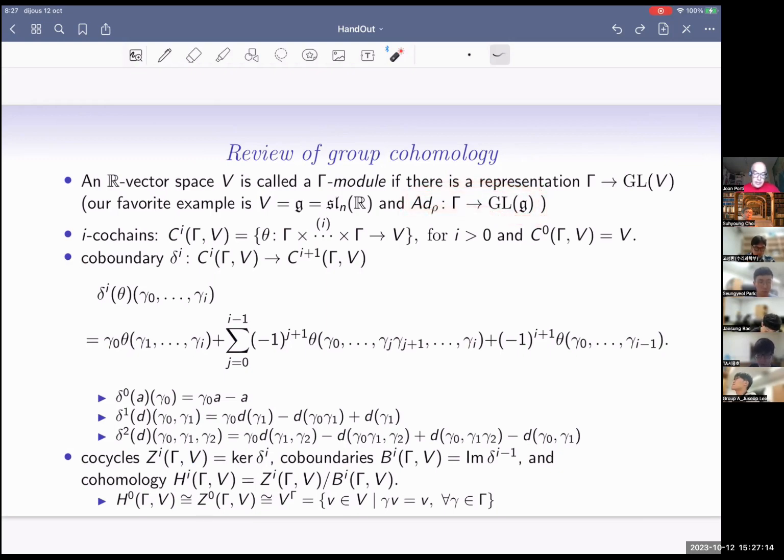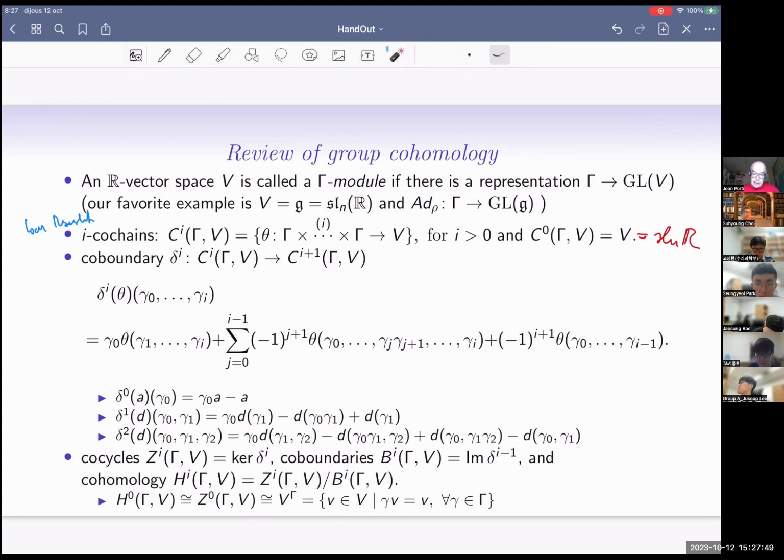This is something called the bar resolution. I didn't write it, but the bar resolution. Just think of cochains. I-cochains as maps from I copies of gamma to V. In our case, V will be the Lie algebra, maybe. And in dimension 0, the dimension of the cochain space, the dimension 0 is just the space itself. So in this case, it will be just sl_n(R).